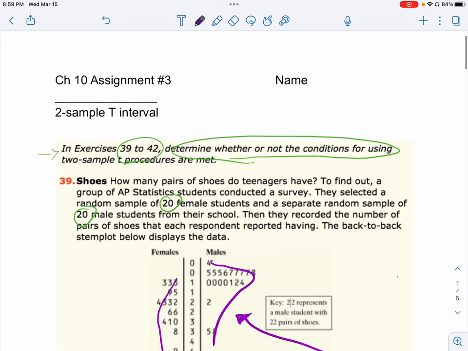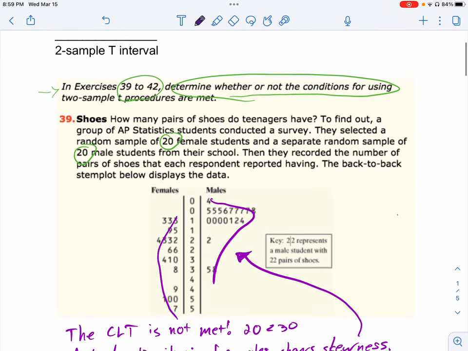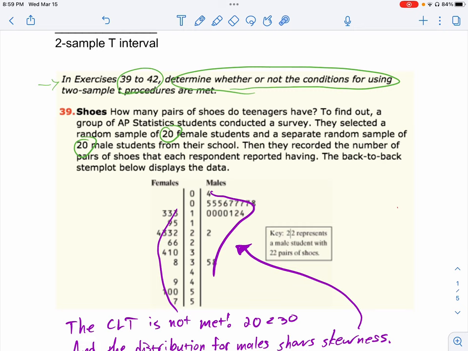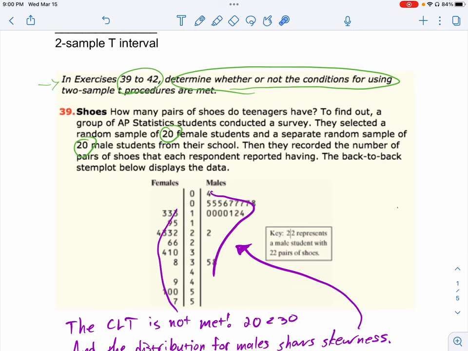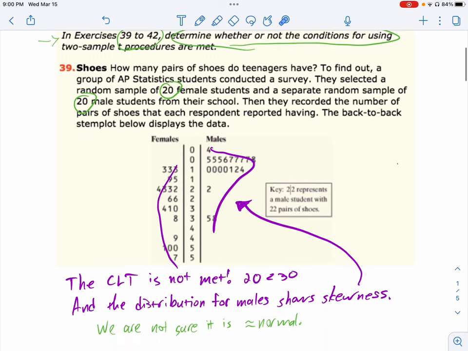Let's rock. This is assignment 3. Here we go. Firstly, look at the directions here. Don't overlook this because you don't have to do that much. Determine whether or not the conditions have been met for a T procedure.